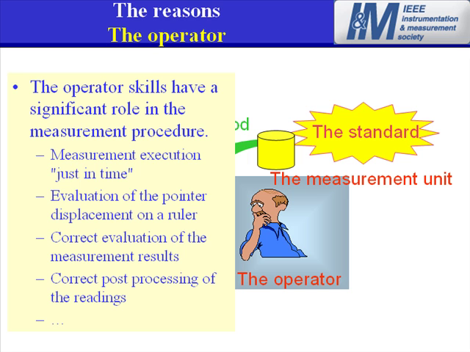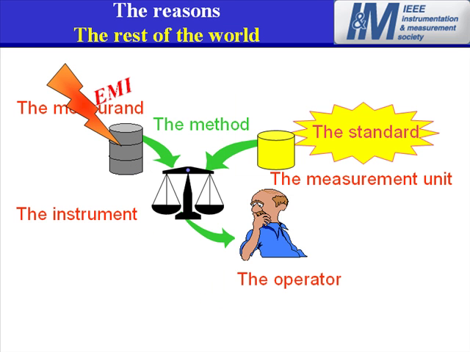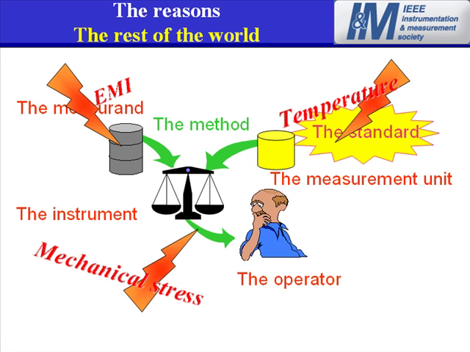Let's speak about parallax errors that must be carefully avoided when reading the displacement of a pointer on a ruler. Well, this is a very common error among inexperienced operators. The operator must interpret the measurement results in a correct way, as well as post-processing them correctly, and so on. As you see, it's a very important and critical role that might affect the quality of the measurement result in a quite significant way.